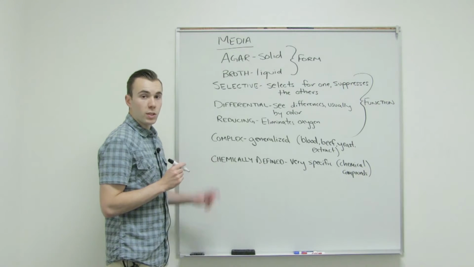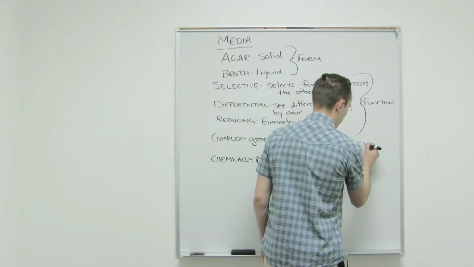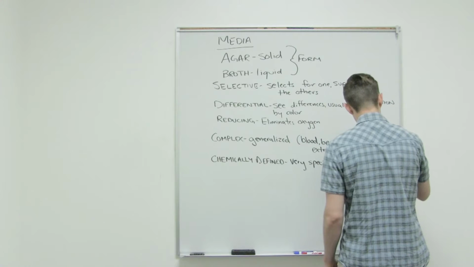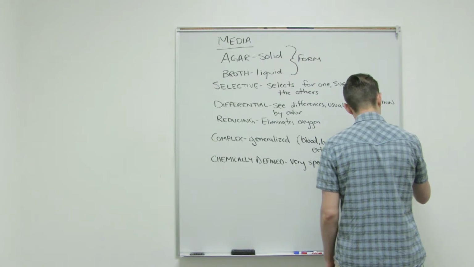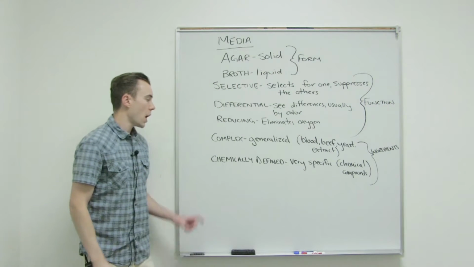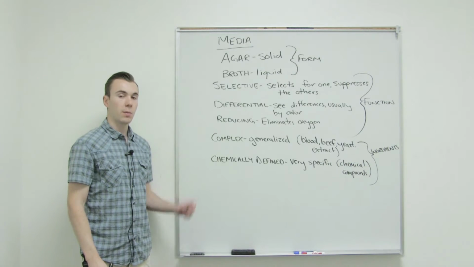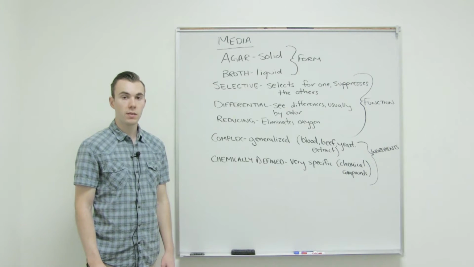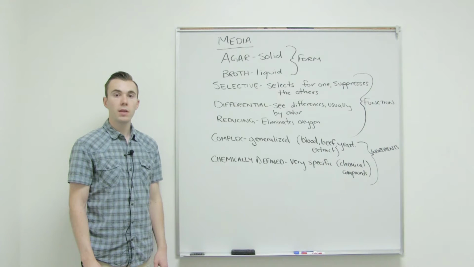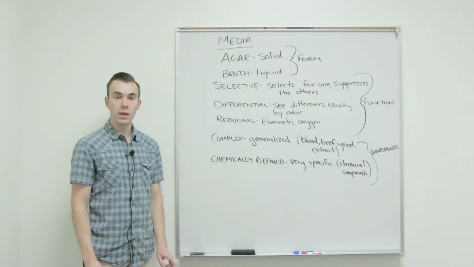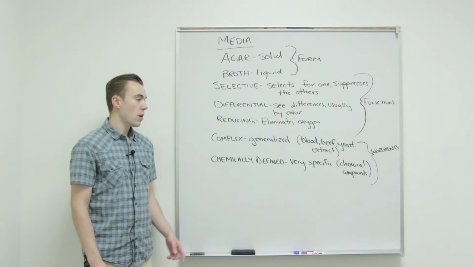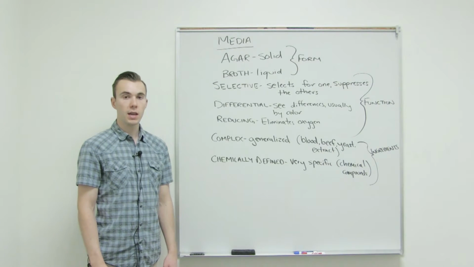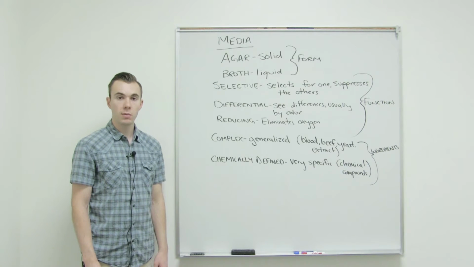And remember that these two are describing the ingredients. I want to make some notes on complex and chemically defined, things that students miss often. These are describing the ingredient, not the amount of the ingredient. So just because you might see something that says 0.05% yeast extract, that is still a complex media.